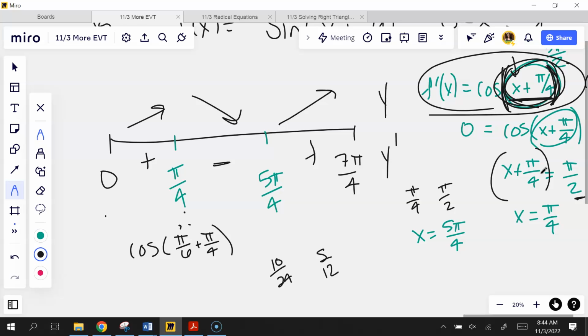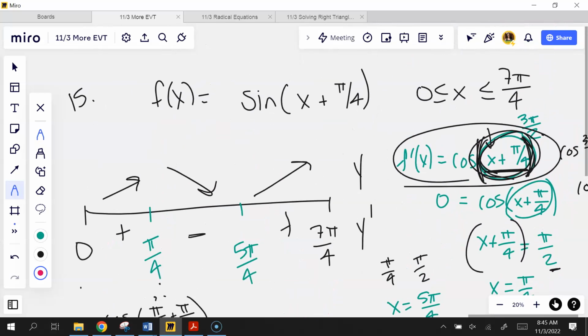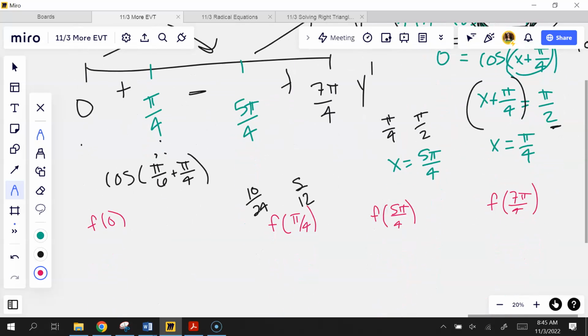All right, so now let's test the point. So I need f of 0. I need f of pi over 4. I need f of 5 pi over 4. And I need f of 7 pi over 4. And I'm sine x plus pi over 4. So sine of pi over 4 plus pi over 4 is pi over 2.